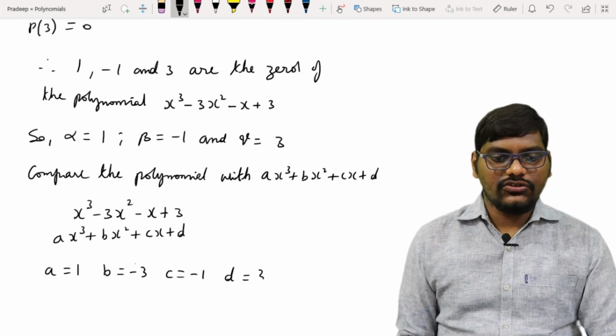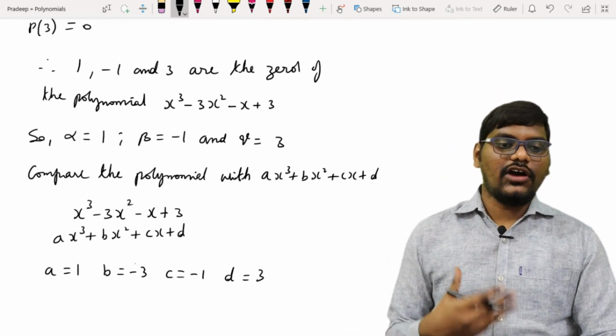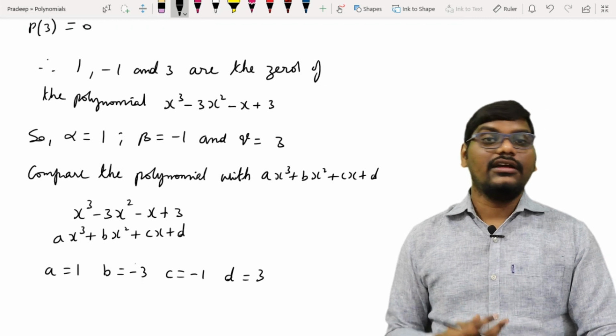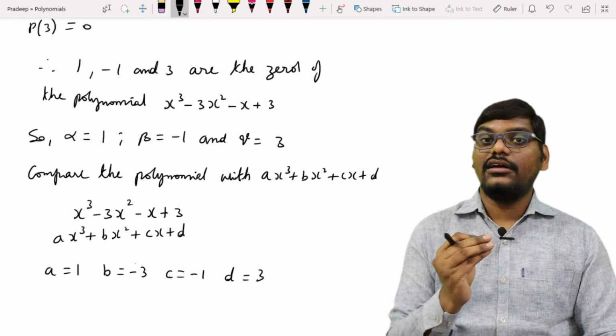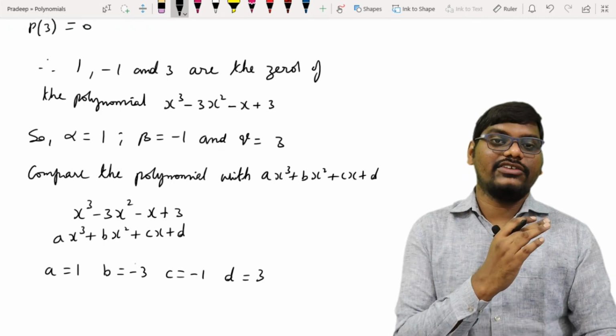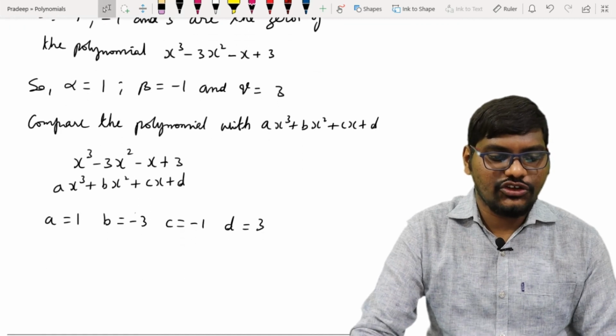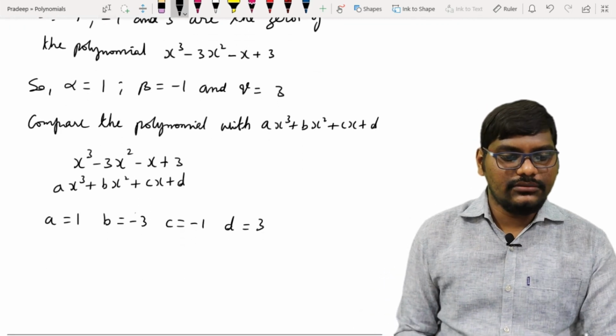So d is equal to 3. Okay, so these are all the values, that is a, b, c, d values, and also alpha, beta, gamma values. So that we'll just submit in the formulas. That is for the quadratic equation we have already discussed while we were discussing the introduction part of this particular video. There also we discussed the cubic, so that I'm writing here.